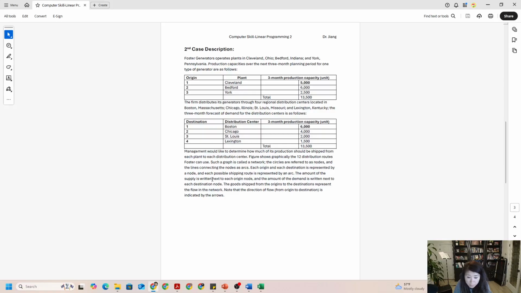The amount of the supply is written next to each origin node, and the amount of the demand is written next to each destination node. The goods shipped from the origin to the destination represent the flow in the network. Note that the direction of the flow from origin to destination is indicated by the arrow.